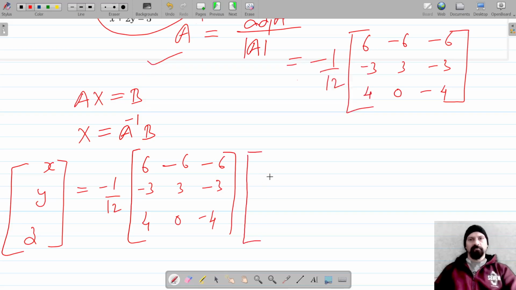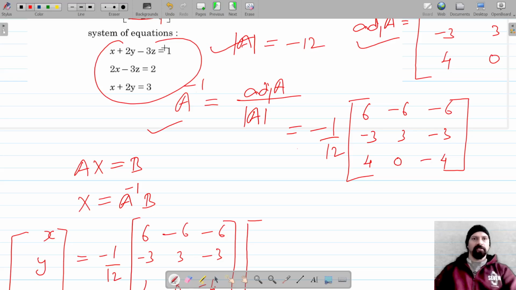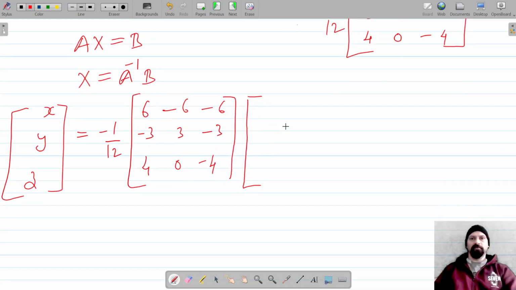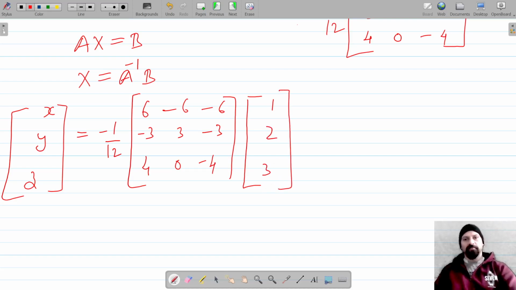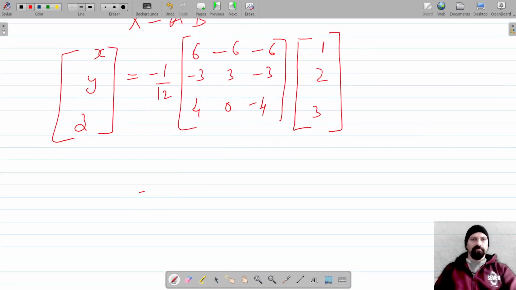We have to multiply this with the B matrix. B is a matrix that has the constants, which are 1, 2, and 3. So this is 1, 2, and 3. Okay, we are ready to find out the product. So how do we find out the product? We have to find the sum of the product of the respective elements of the row and the column.